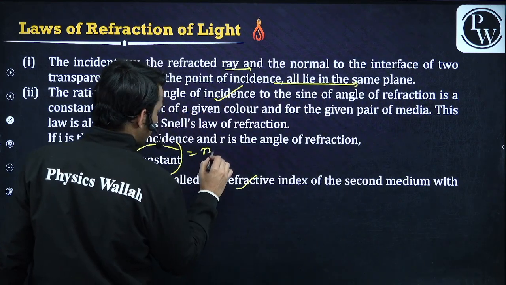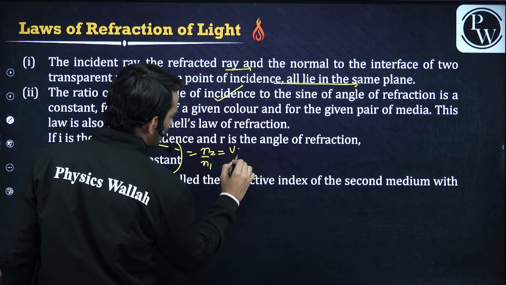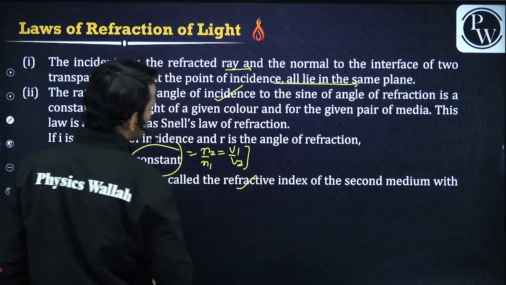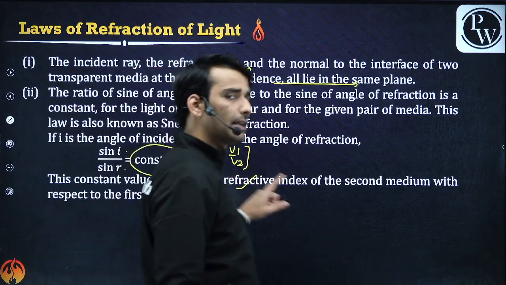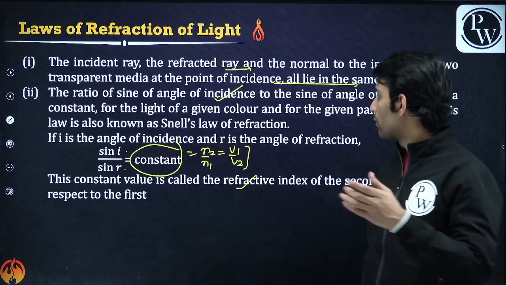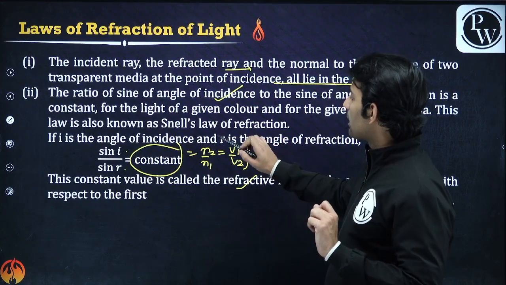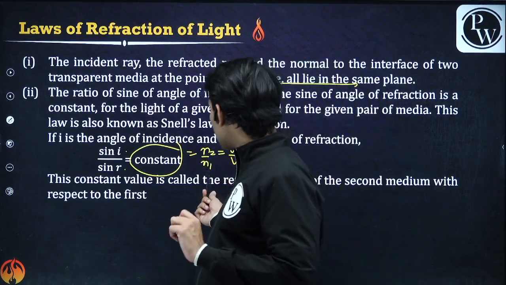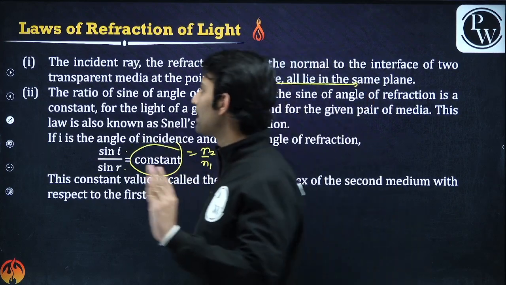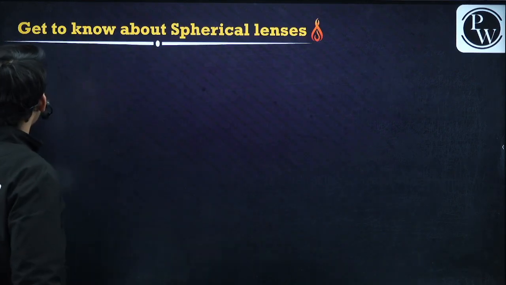That is n2 upon n1 is equal to v1 upon v2. Right? This is sine i by sine r equals n2 upon n1 equals v1 upon v2. Right? Speed of light in the first medium over speed of light in the second medium, which is the refractive index of the second medium divided by the refractive index of the first medium. Clear? What are spherical lenses, guys?